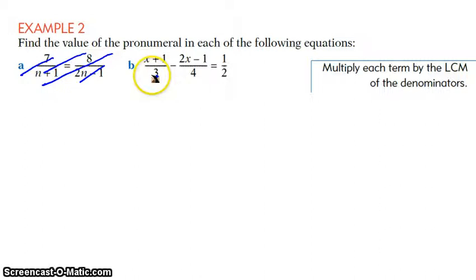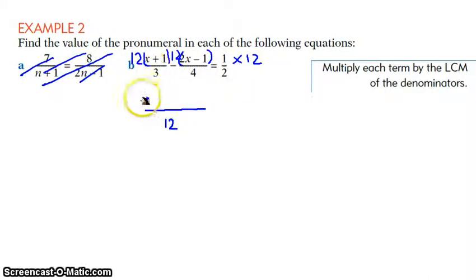It says find the value of the pronumeral. So I need to find the lowest common denominator of 3, 4, and 2. Now if I just had 3 and 2, it could be 6, but 4 doesn't go into 6 evenly. So I think it's going to be 12 here, the lowest number that all these go into evenly. So what I'm going to do is start with the left-hand side, and in fact, I'm going to times everything here by 12. So it's 12 times all of that, 12 times all of that, and that times 12.